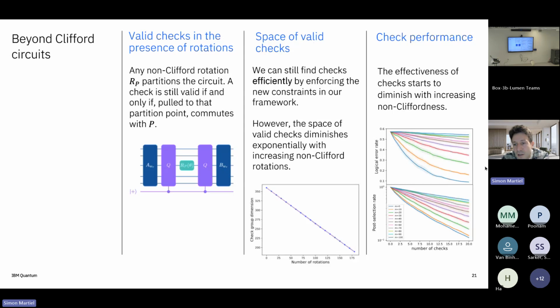And on the right here, you have simulations where we picked a random Clifford circuit and we added more and more rotations inside this circuit. And every time we add rotations, we try and pick new checks and assess what's happening.